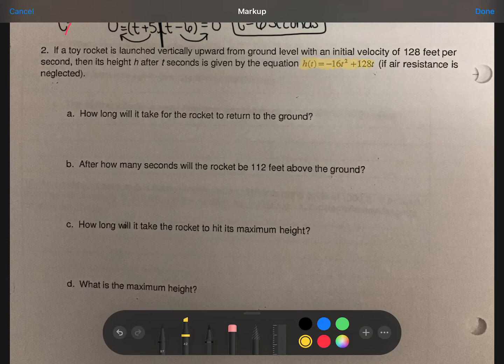Obviously, I don't have a C value because it's starting at the ground level. How long will it take for the rocket to hit the ground? If it's talking about hitting the ground, my rocket started at the ground level, went up, and is coming back down. I'm looking for this point here. I can either factor it, use the quadratic formula, or solve by completing the square. I think I can factor this one pretty easily.